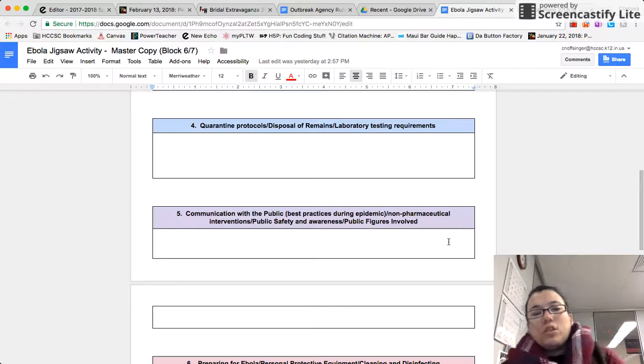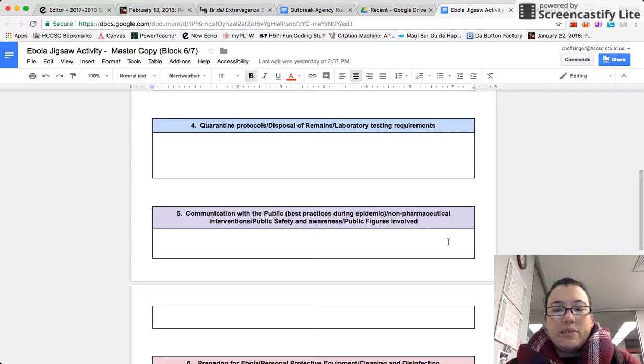Fourth, and this one's a big one, quarantine protocols, disposal of remains, and laboratory testing requirements. For quarantine, how are you going to separate individuals at different levels of sickness? How are you going to get rid of remains if they do die from that, because you can still get the virus from the corpse? And what kind of things do we need to have in place for the labs? Do we need different biosafety levels? Which biosafety level would be testing the Ebola? How are you going to organize laboratory testing? We kind of talked about that in the entry of it. So how would you organize all of that?